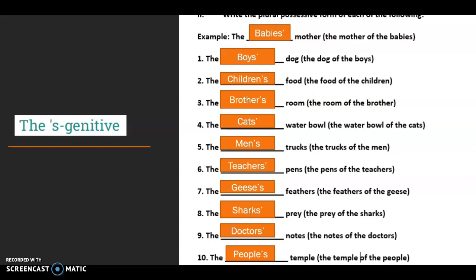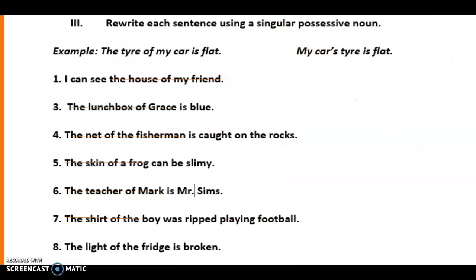So remember that the singular is man and the plural is men. The singular is person and the plural is people. So in these cases, we add an apostrophe and s. Okay, let's continue. Finally, we have to rewrite the sentences because they are wrong too.